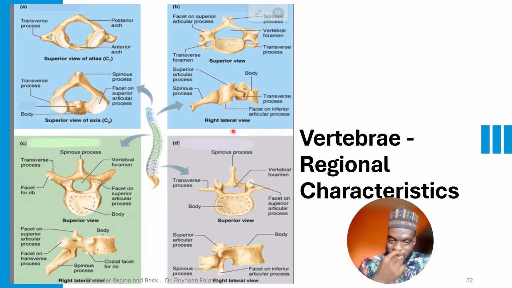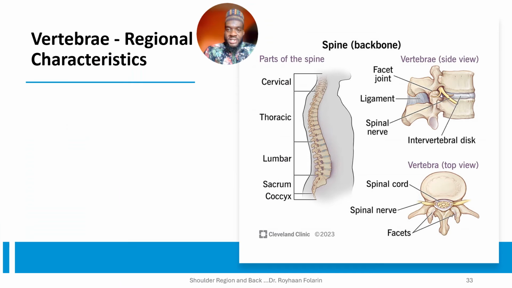So here is the right lateral view, and in the thoracic vertebrae, you can see the spinous process, the facets, the body, and the rest of that. And you also see these shapes progressively, the body keeps increasing in size as it goes down, and this takes us to the regional characteristics of these different regions.